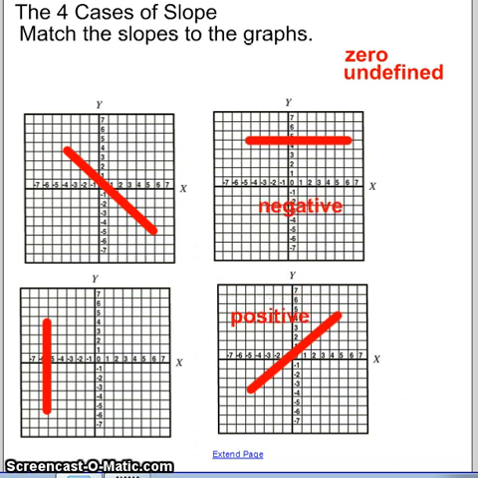If the line is going down from left to right, then it's going to be negative. Take a look at those two, make sure they make sense to you. The other two that you have to keep straight is the difference between a zero slope, which is a horizontal line, and an undefined slope, which is a vertical line. So those are the four cases of slope. Here's the answers for you.